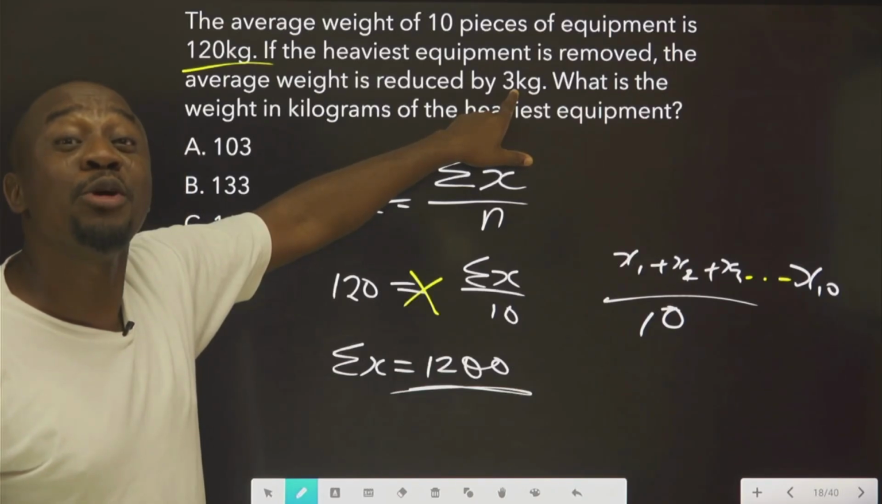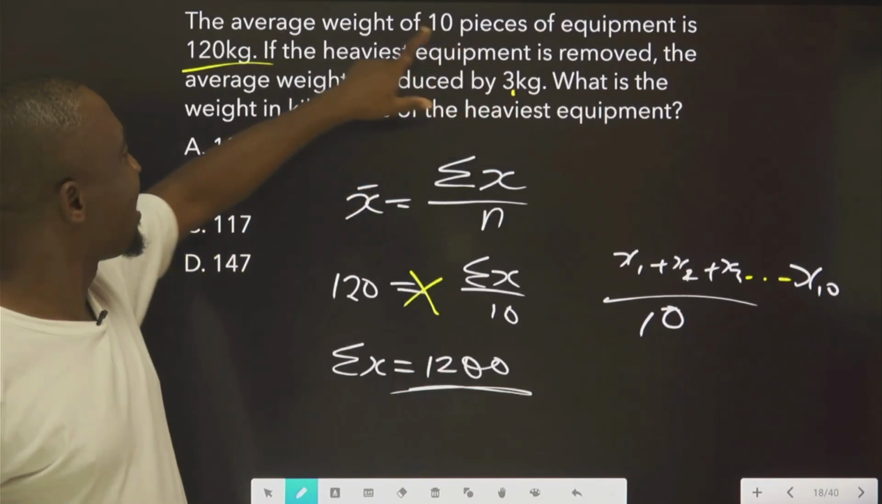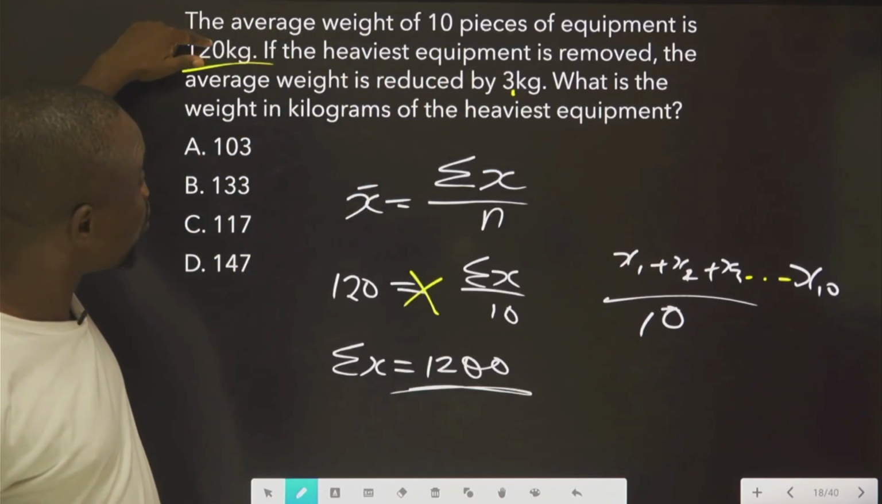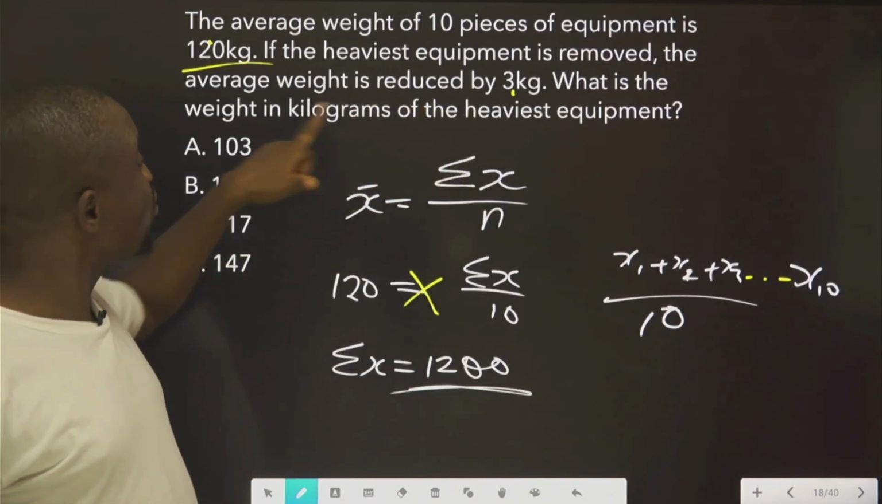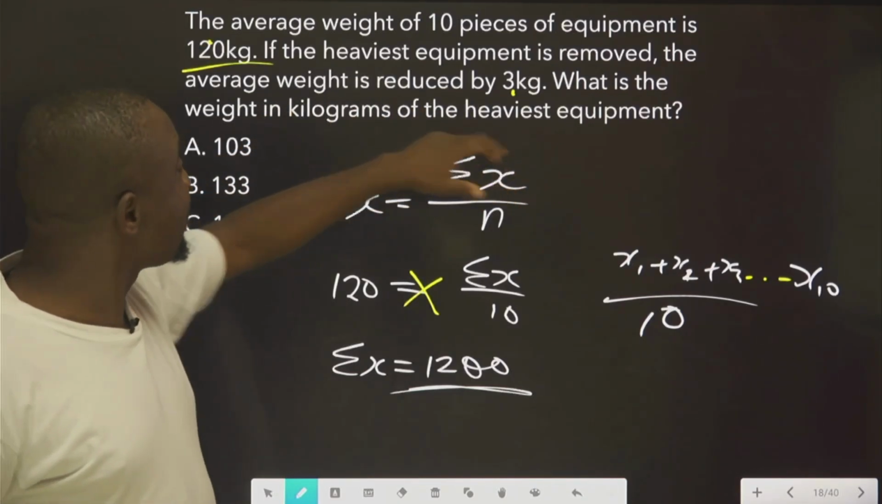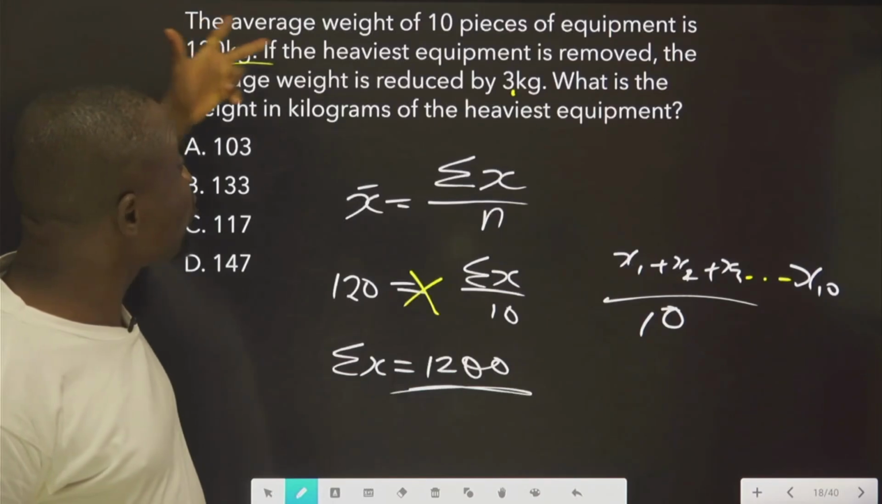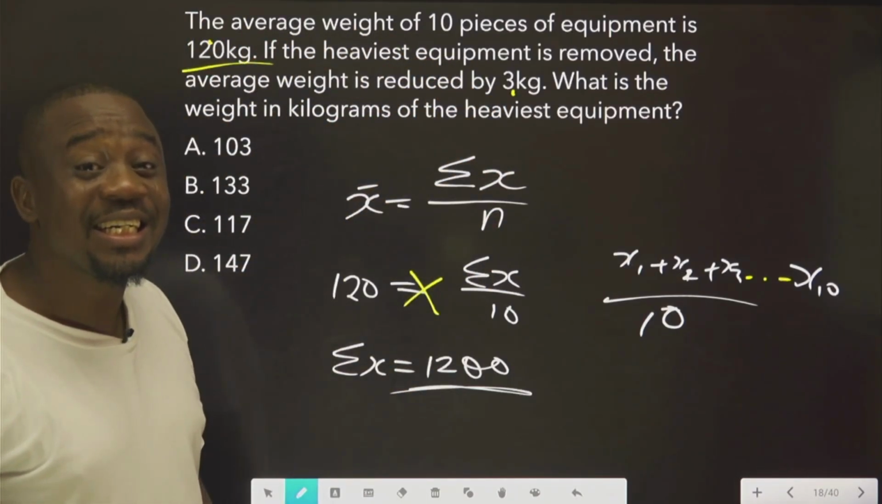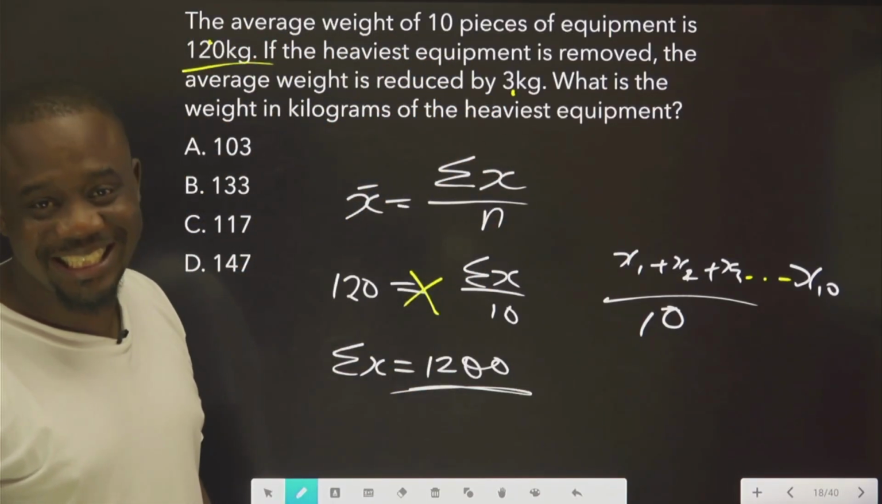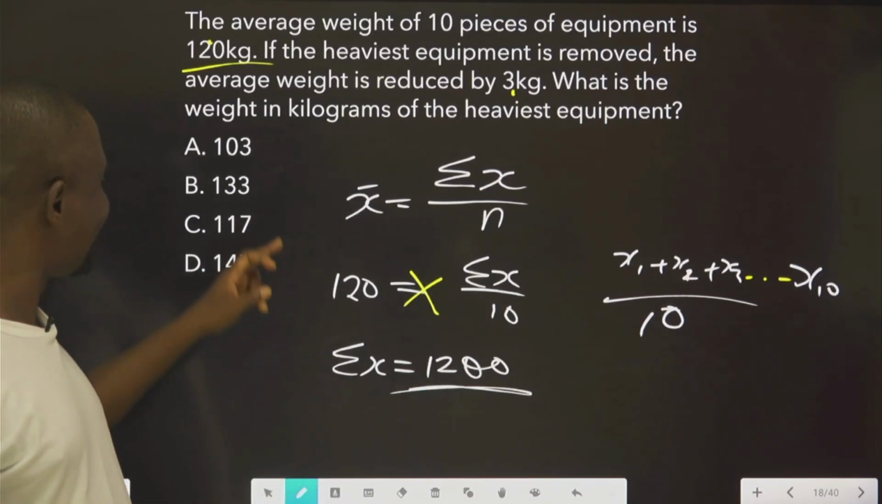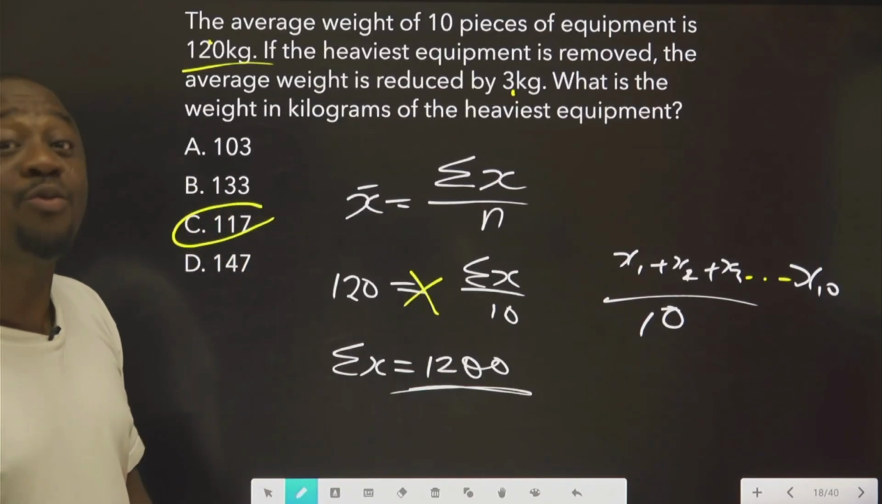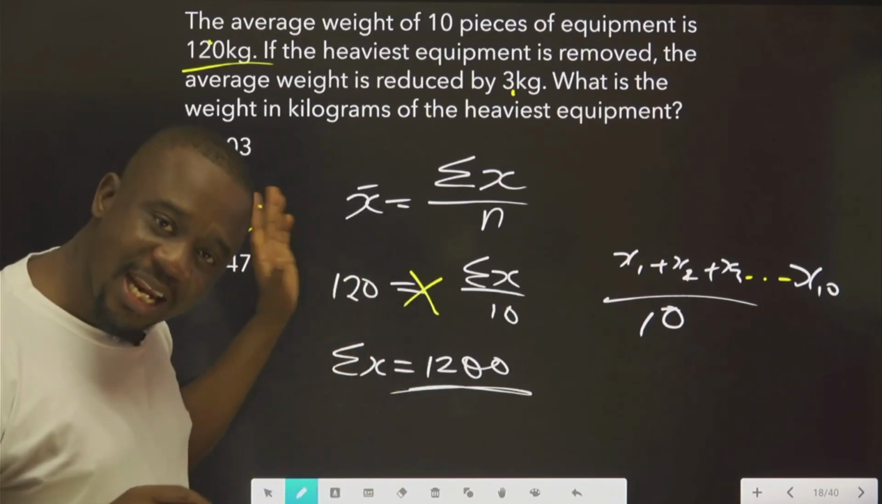You know what some people will do? They will say, okay, this is 120 was the average. What is the weight in kilogram of the heaviest equipment? Some lazy student will simply do 120 minus 3. What is that? It's 117. Anywhere you go, an answer is waiting for you.